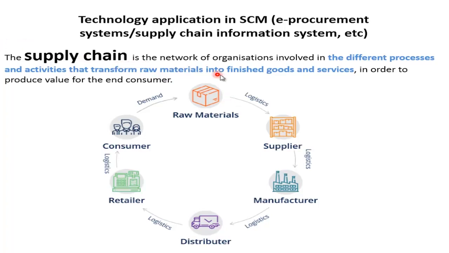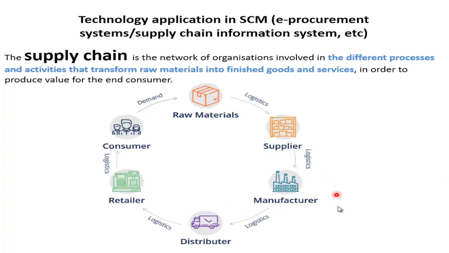Supply chain is the network of organizations involved in the different processes and activities that transform raw material into finished goods and services. So, there are so many supply chain activities involved in the production process. Let us talk about the raw material first. The raw material is the one that is available in the factory. Using those raw materials, they are developing some goods. So, raw materials are taken through the supplier. Then in the manufacturing process, they manufacture it, right.